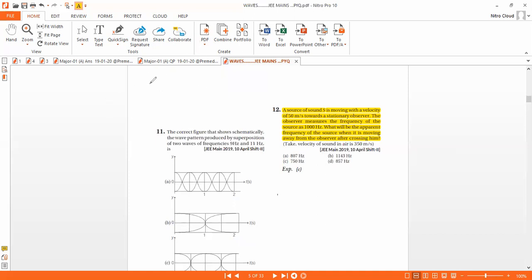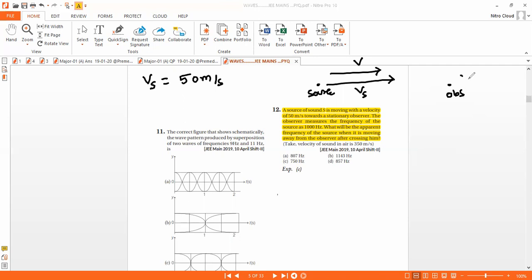That means initially they gave that a source of sound is moving with a velocity, that is speed of source. It is 50 meter per second towards the observer. Suppose this is the source and here it is observer. This is the speed of sound v, and initially source is moving towards the observer. Observer is at rest, v naught equal to 0. The observer measures the frequency, that is n1 dash. I will consider as 1000 Hz they gave.